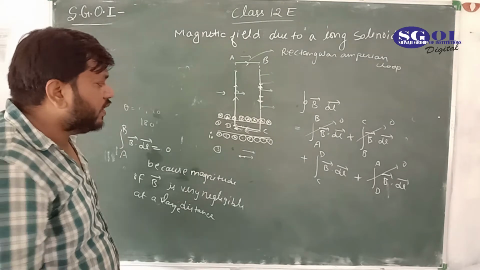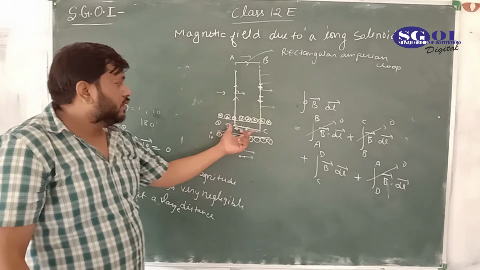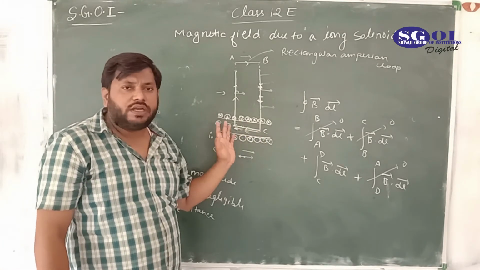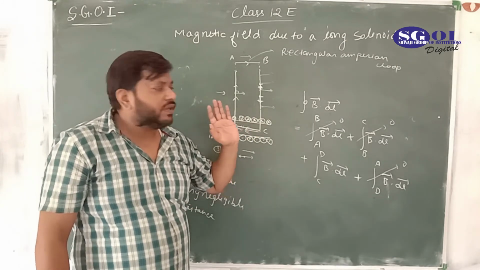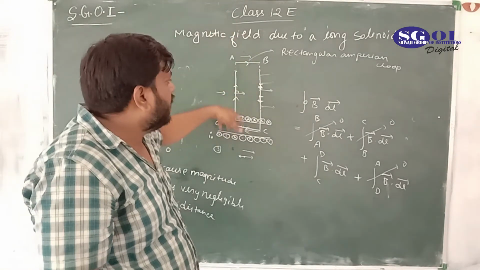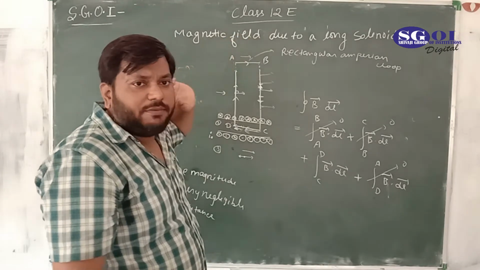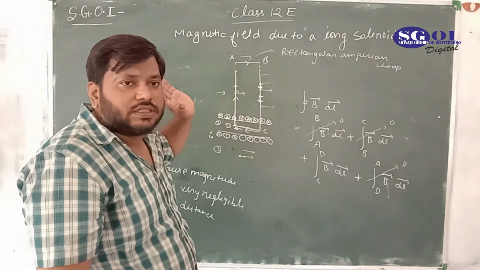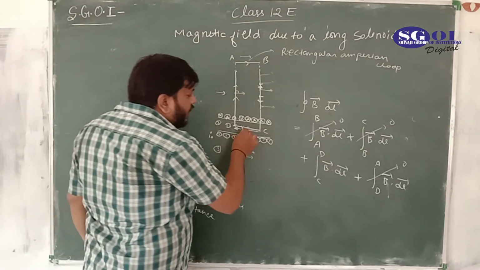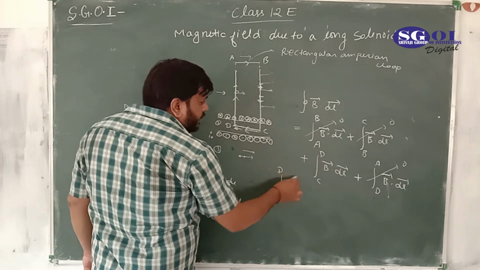So what do we have left? We have only C to D, B dot dl. It means what we want to find: the magnetic field inside the solenoid. So we have only this term left, because we have taken this Amperian length very large. So the magnetic field contribution because of this AB length is 0 because the magnitude is very less, and the only part we have left is C to D, B dot dl. So let's solve this C to D, B dot dl.